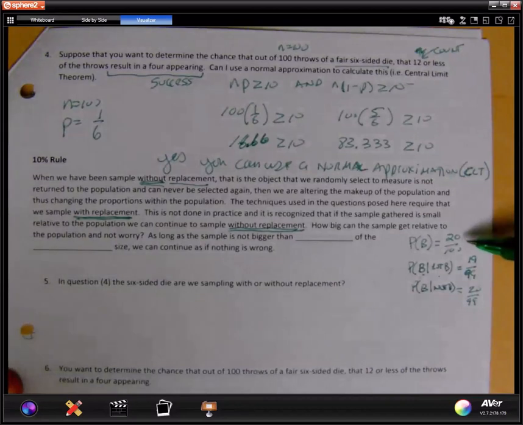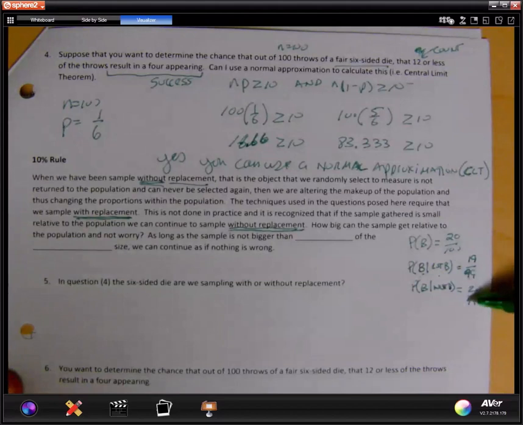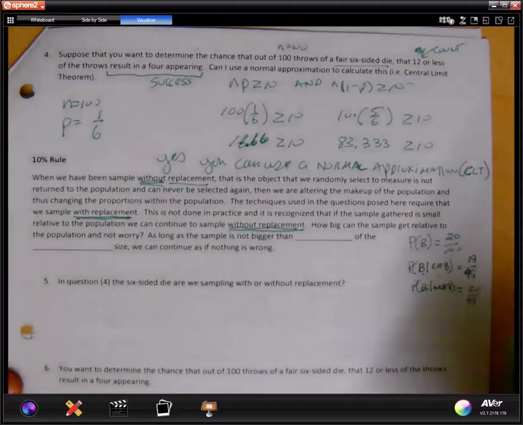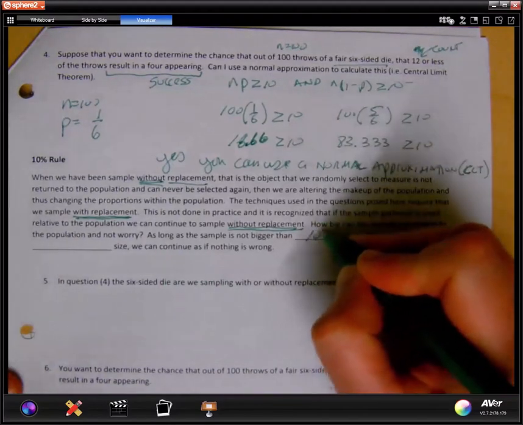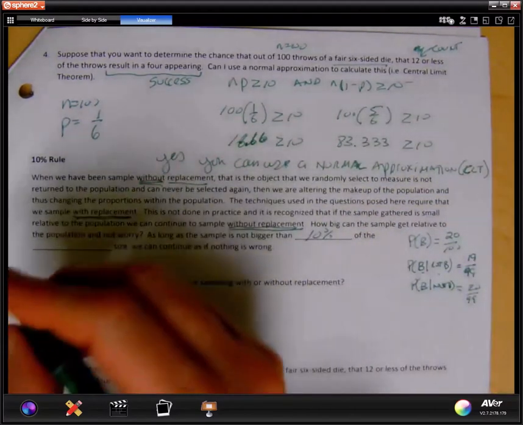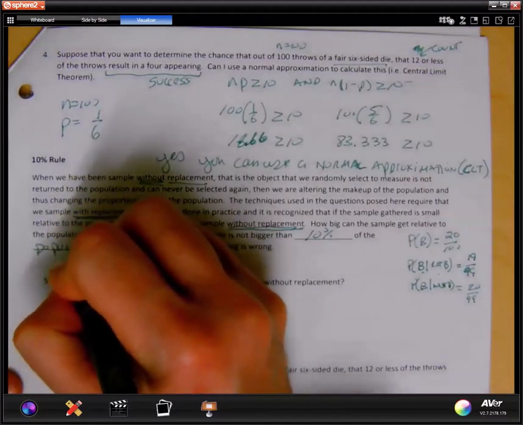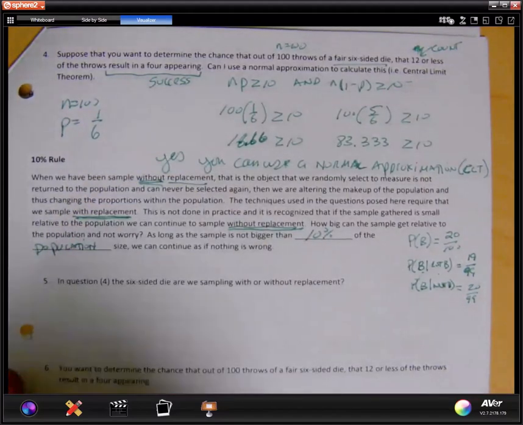Okay, so without replacement means that once I select the first one, if my population is finite, then every time I sample, I'm altering things. I'm altering the probabilities, and that's something that's not to be done for these calculations. However, if my sample size is small relative to the population size, then these numbers are not going to change by much, and we are going to be fine. Okay. What is the rule? How big is the sample? As long as the sample is not bigger than 10% of the population size, we can continue as if nothing is wrong.